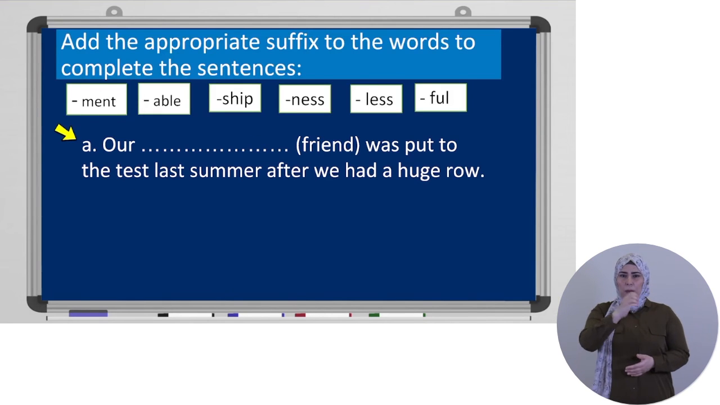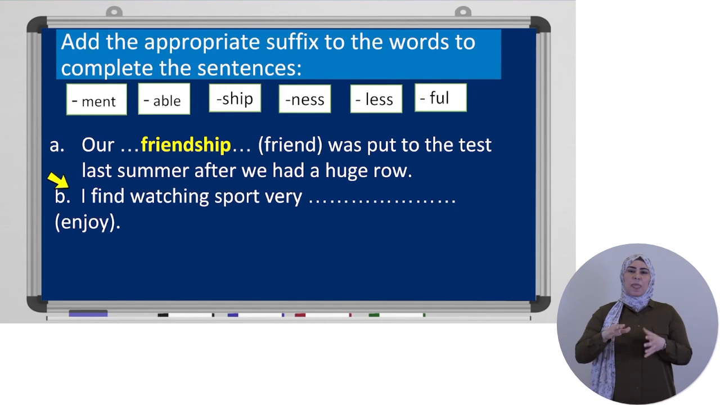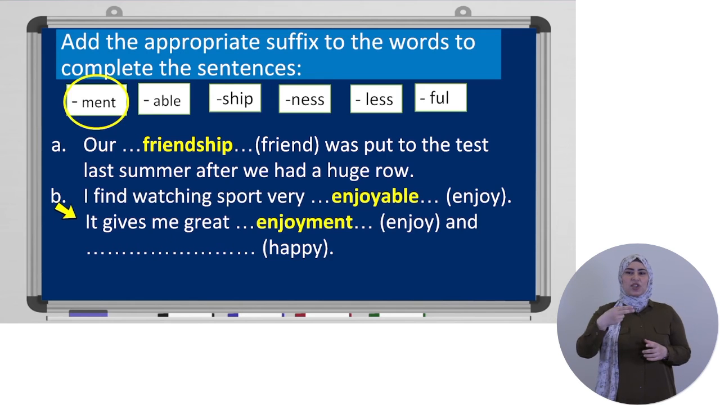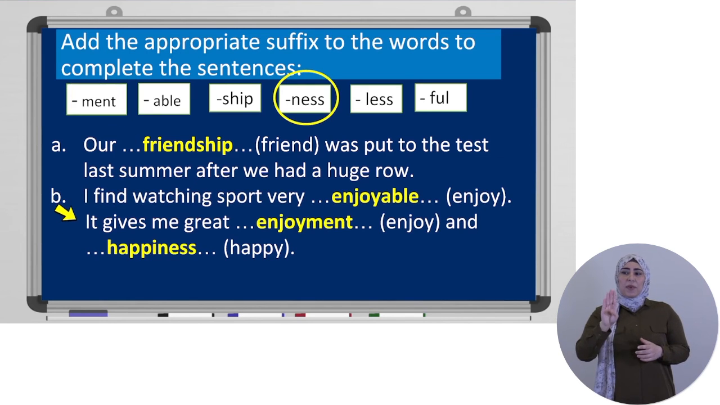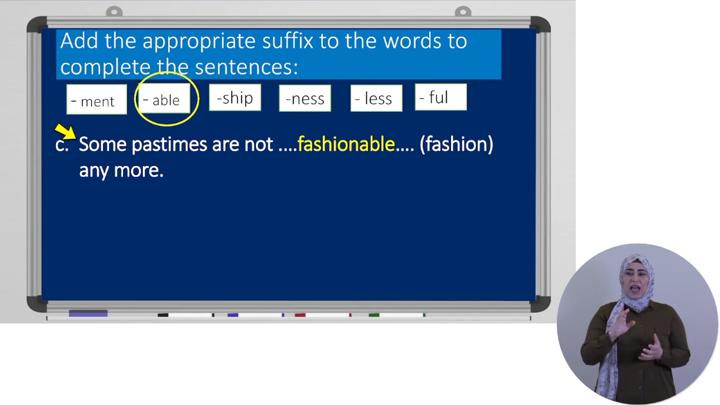Let's check if you got them correct. Our what was put to the test last summer after we had a huge row. What do you think the answer is? Excellent, our friendship. Let's check the next one. I find watching sports very enjoyable. It gives me great enjoyment and happiness. Excellent. Let's check C. Some pastimes are not fashionable anymore.